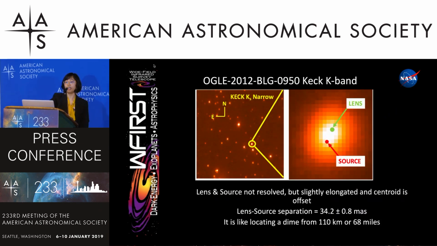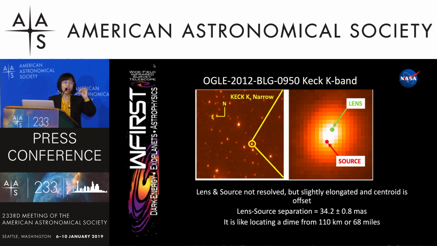And what we saw from the Keck image is that the lens and the source are elongated. And we were able to detect the lens and source, and we were able to measure the separation between them, which was 34 milliarcsecond. Now, how small is this 34 milliarcsecond? It's literally like locating a dime from 110 kilometers or 68 miles away.